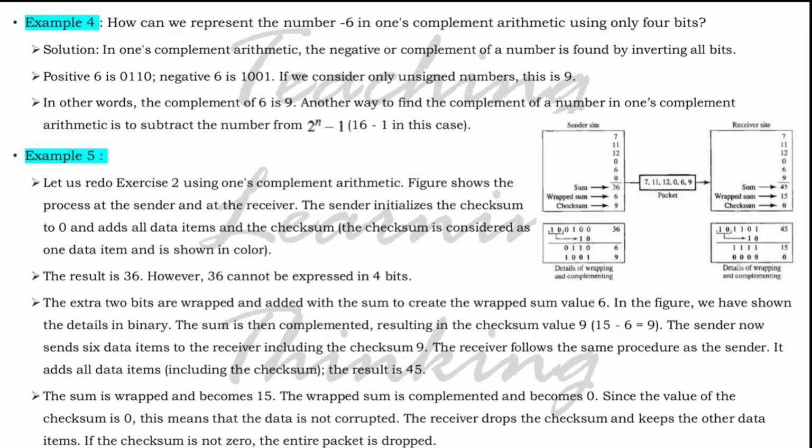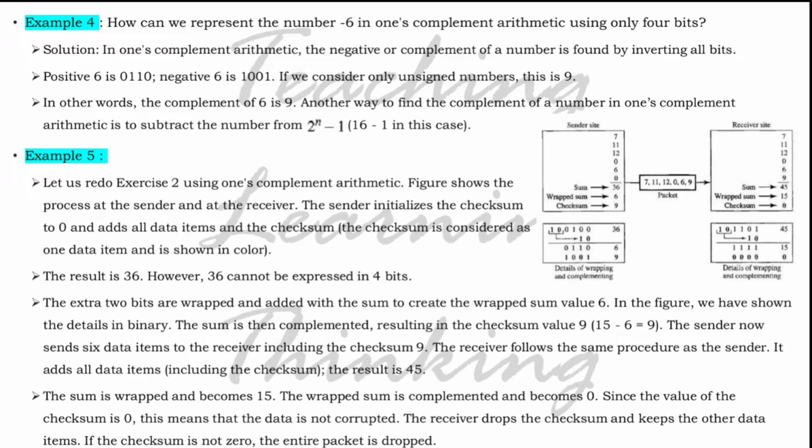So example 4: how can we represent the number minus 6 in ones complement arithmetic using only 4 bits? In ones complement arithmetic, the negative or complement of a number is found by inverting all bits. So positive 6 is 0 1 1 0, negative 6 is 1 0 0 1. If we consider only unsigned numbers, this is 9. So in other words, the complement of 6 is 9.